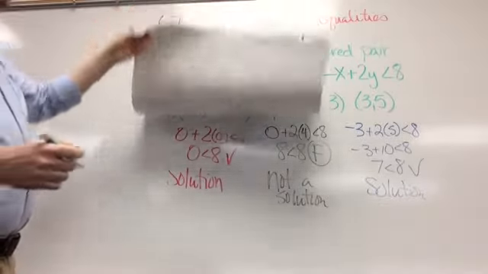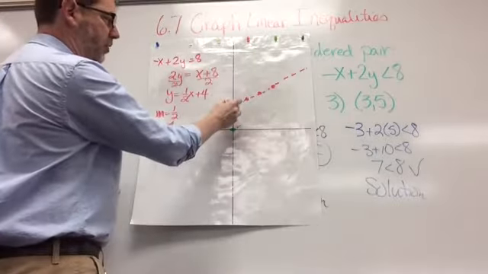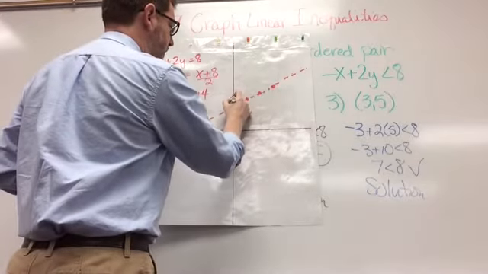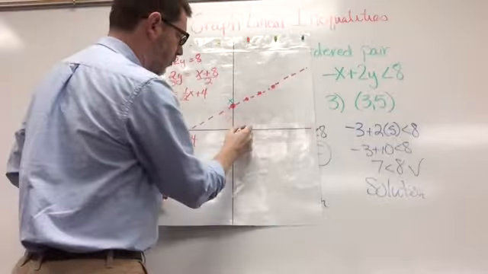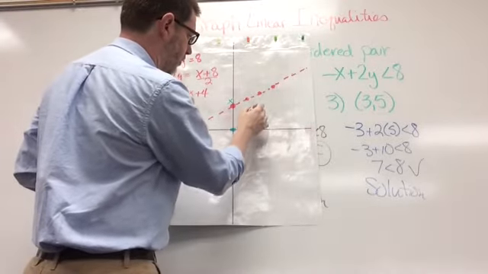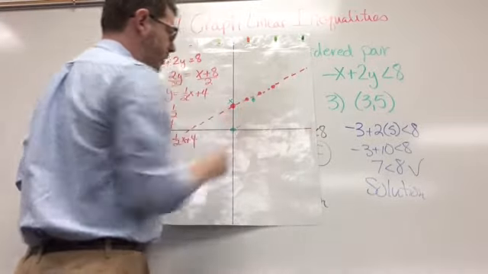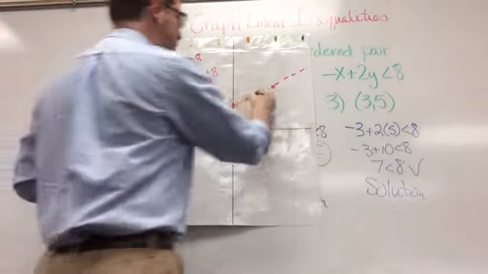And then we have (0, 4). Oh, that's already plotted, but we said it was not a solution. And then we have (3, 5). 1, 2, 3, 1, 2, 3, 4, 5, right there. And we said that was a solution.